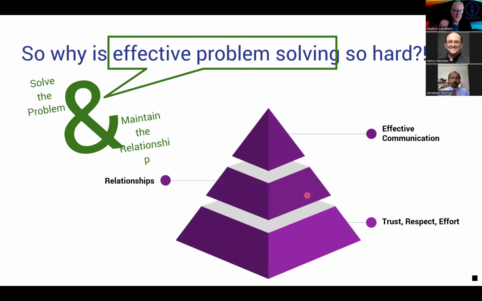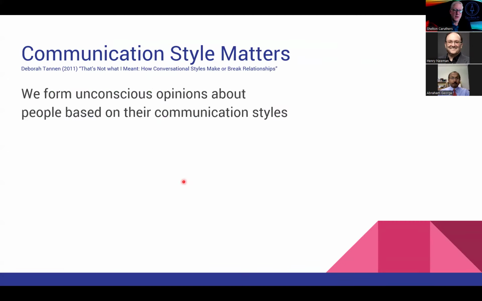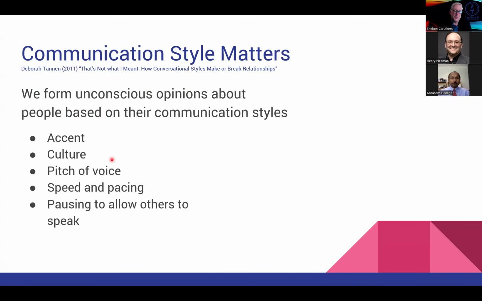And so effective problem solving, again, solving the problem and maintaining the relationship, is difficult because it requires all of these things that are built on trust, respect, and effort. So the way that we communicate, whether it's our style, our accent, the speed, etc., is an important factor in whether we're able to communicate effectively, especially with other people. We form unconscious opinions about people based on their communication styles almost instantly. It's based in accent, culture, pitch of voice, speed, pacing, pausing.